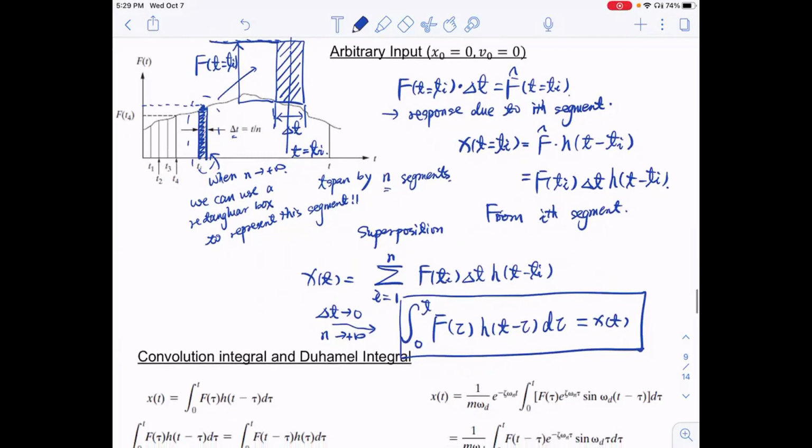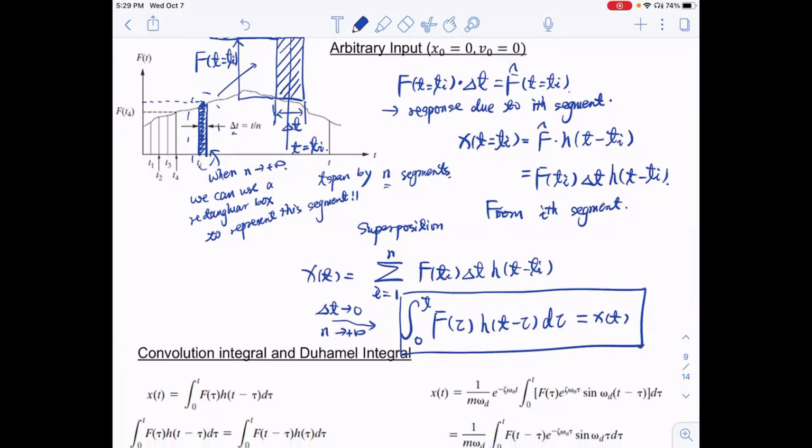So this function is called the convolution integral. Quick question: below where it says as delta t approaches 0, there's another arrow, and below that is n approaches infinity. Oh, infinity, okay, I see. So that means you're cutting your arbitrary force into an infinite number of slices. Then your summation becomes integration.